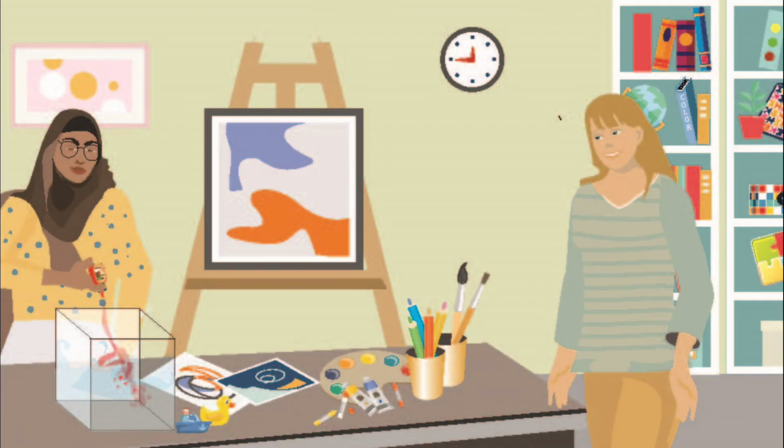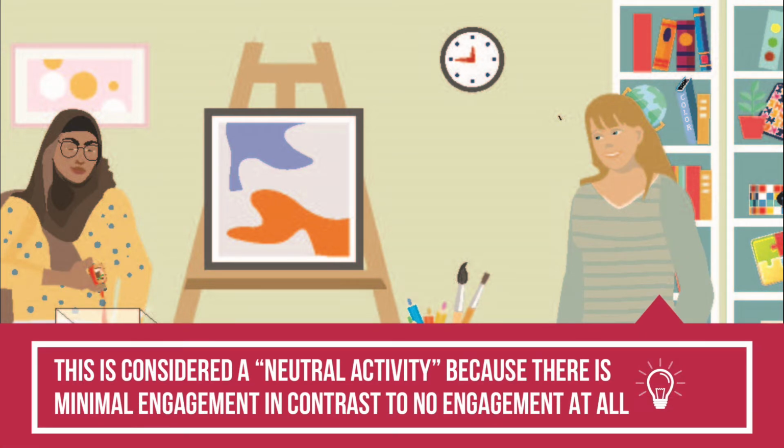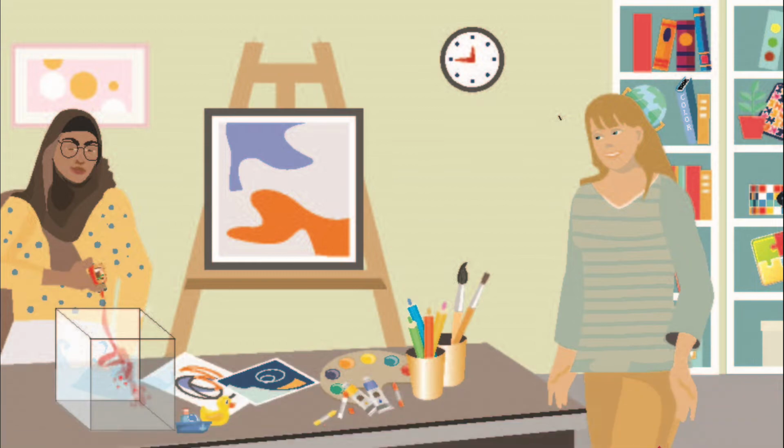There are tabletop activities and a sensory table in the environment. Katie likes watching the staff engage in the sensory bin, especially when they add food coloring to change the color of the water. However, she walks away as soon as the staff has no more food coloring. This is considered a neutral activity because there is minimal engagement in contrast to no engagement at all.